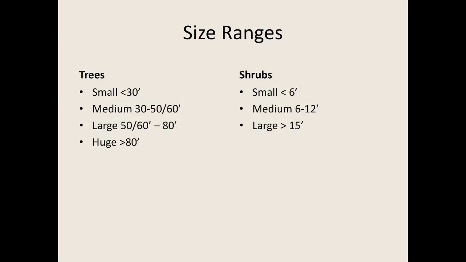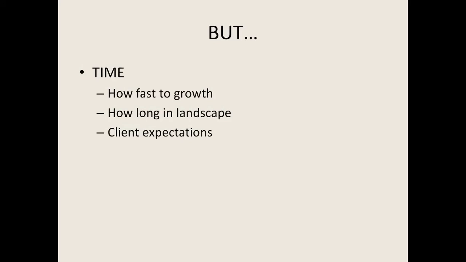So we've talked about size ranges in other classes, anywhere from small, medium, large. Some people consider anything over roughly that 50, 60 foot range, no matter its height, large. Some people will have a different category of huge or giant trees. Same thing with our shrubs. Those are size ranges for that. But you have to keep in mind that while most people would consider something under 6 feet small, depending upon the size of the property, 6 feet might actually be a fairly large shrub. What are the client's expectations?